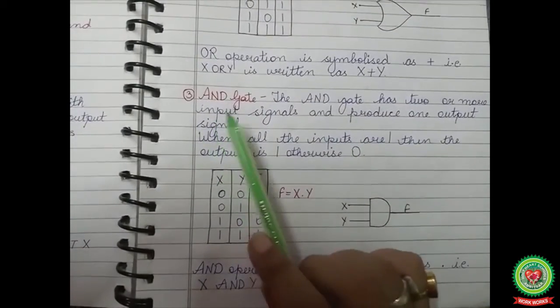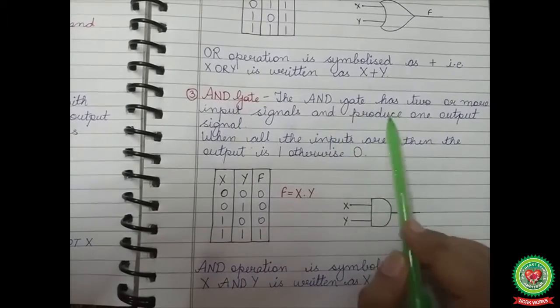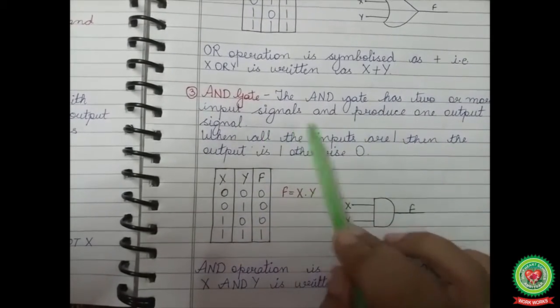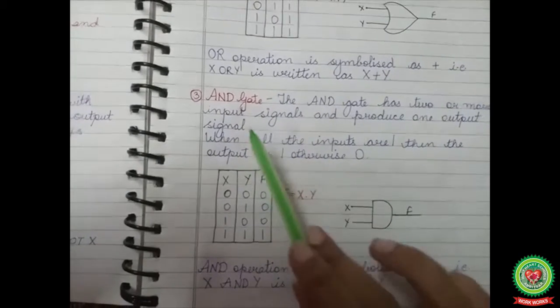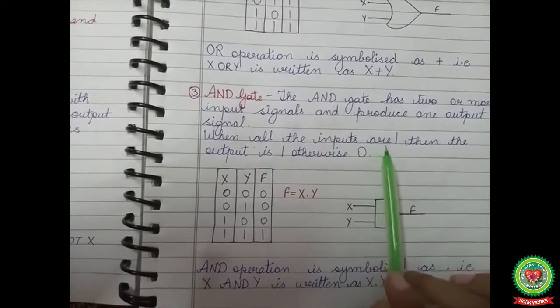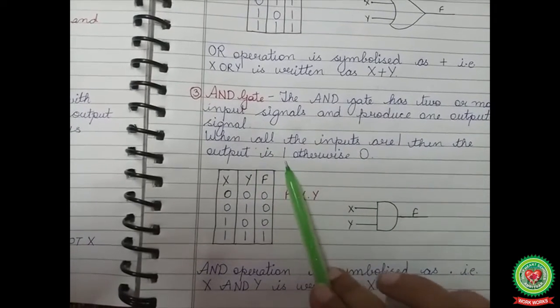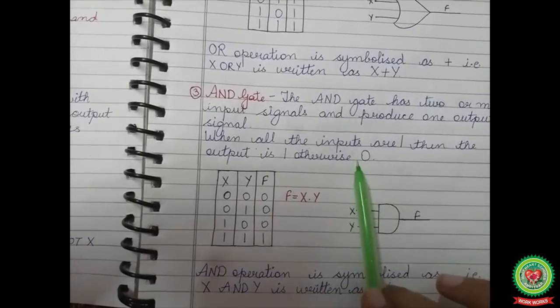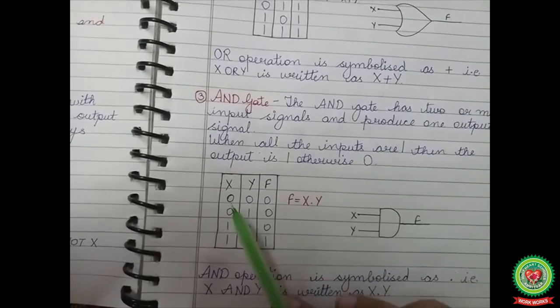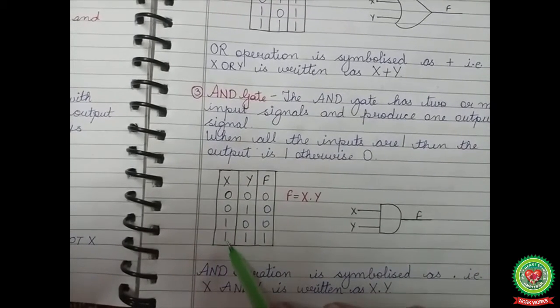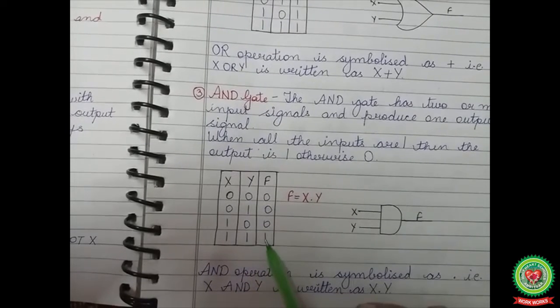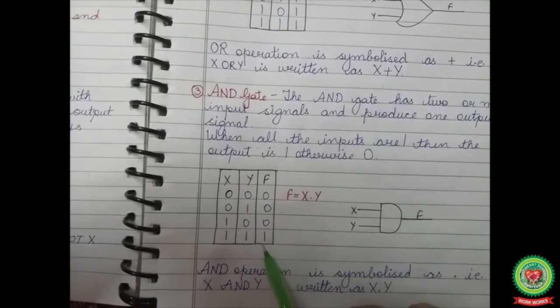Next gate is the AND gate. The AND gate has 2 or more input signals and produces only one output signal. In this, when all the inputs are 1, then the output is 1, else the output will be 0. See the truth table: 0, 0, 0. Here, only if all inputs are 1 is the output going to be 1.